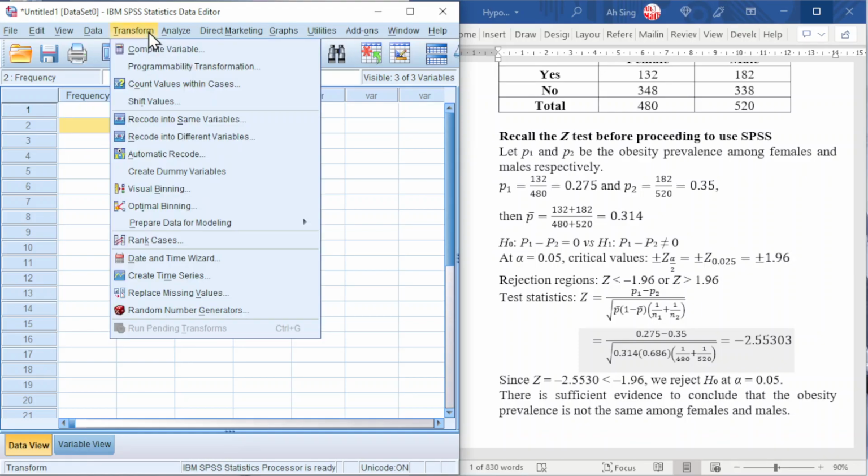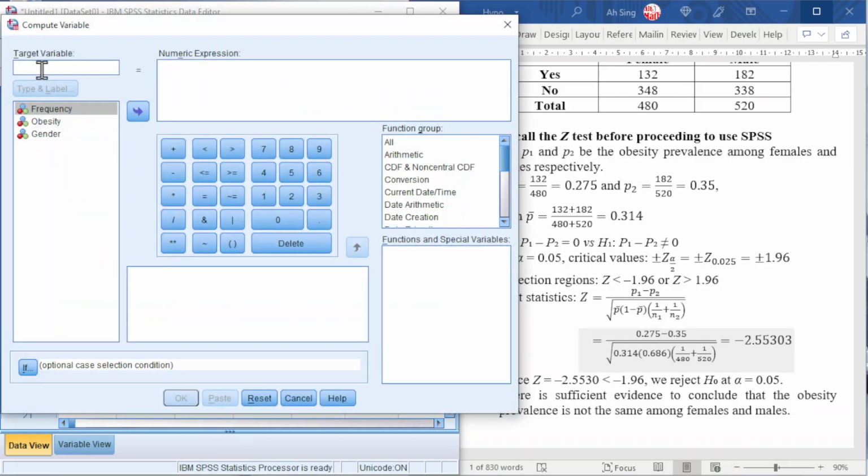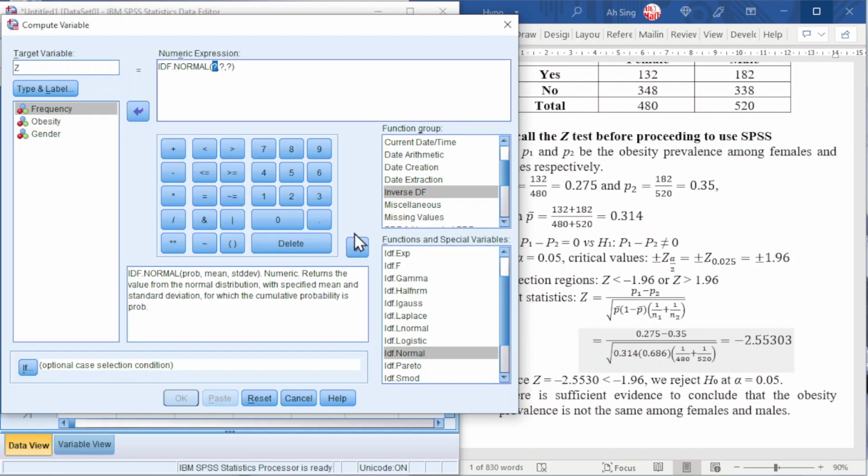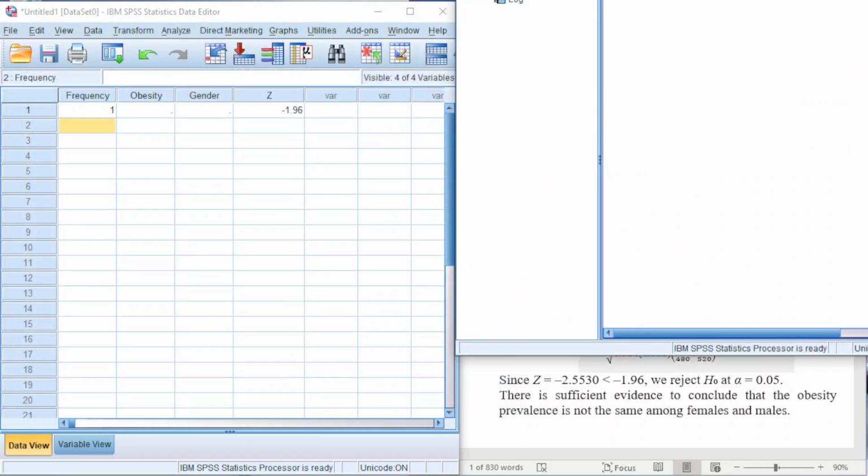Go to Transform, Compute Variable. What we need here is the z-score. Numeric expression, look for Inverse DF. What we need here is the normal distribution. Our probability is equal to 0.025 since this is a two-tailed test. For standard normal distribution, mean equal to 0, standard deviation equal to 1. Click on OK and we should obtain the z-score.